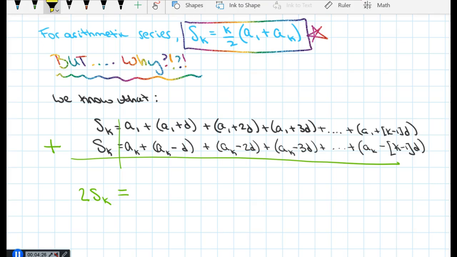Now we're going to go ahead and add these terms, these terms, and these terms. Let's look right here. A sub 1 plus a sub k, well, that just gives me a sub 1 plus a sub k, right? That's these two. Okay, let's do the parenthesis. Now, plus, what is this plus this?